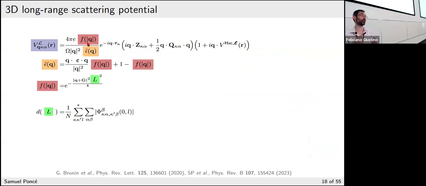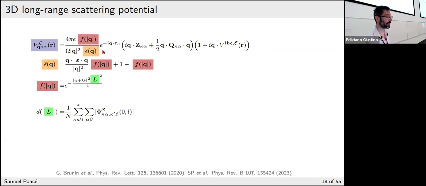So the F is a range separation function. It splits basically your potential into a short-range and a long-range term. In the case of bulk 3D, it's basically an exponential like this, and this is called the Ewald factor, in which you have a range separation length L, in Bohr. The way to compute the optimal L is to minimize your short-range dynamical matrix. That's one of the possibilities.